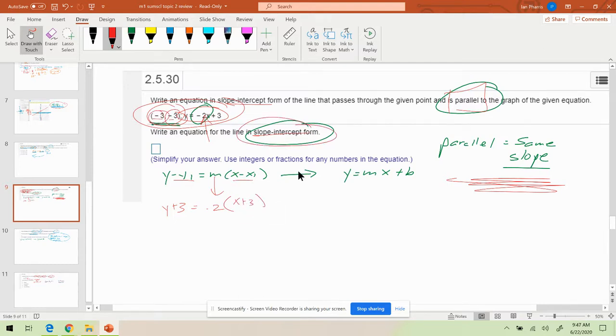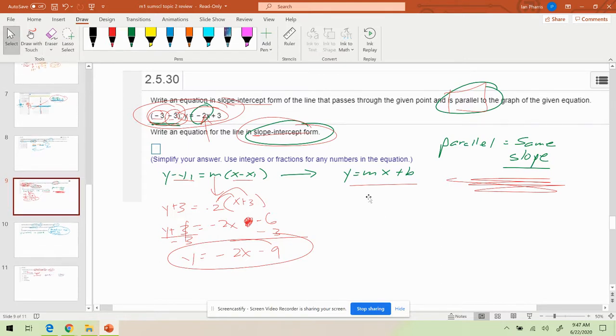And they want the answer in slope-intercept form, so we distribute and simplify. -2 times x and -2 times +3. So that's -2x minus 6 and y plus 3. Then isolate y to get it into slope-intercept form. Subtract 3 from both sides. So that's -2x minus 9 on the right. Those cancel. We got y. There's your slope-intercept form of the equation.